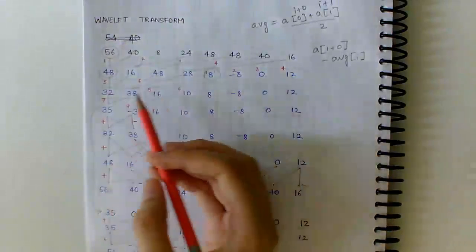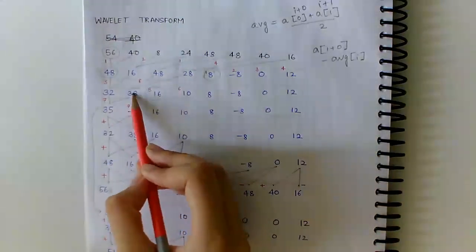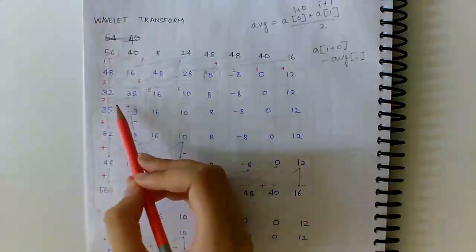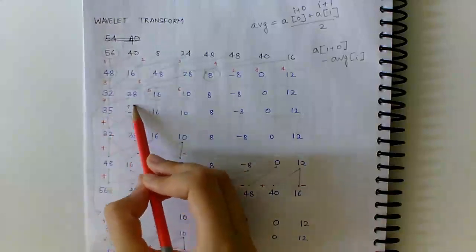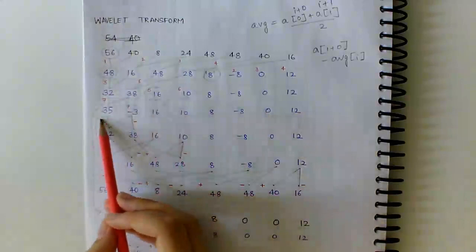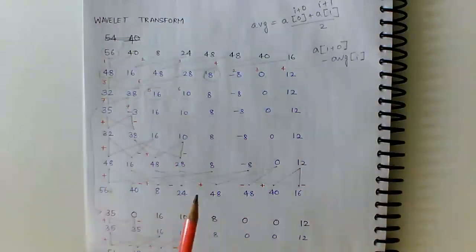Now our data array has reduced to this. We copy the rest of the array as it is, and for this we do 32 plus 38 by 2, that is 35, and 32 minus 35, that is minus 3. So this is our final array.